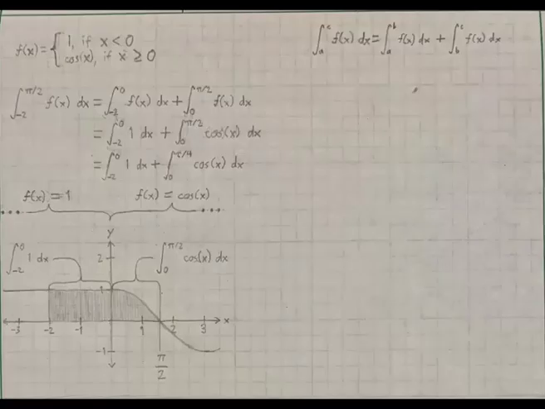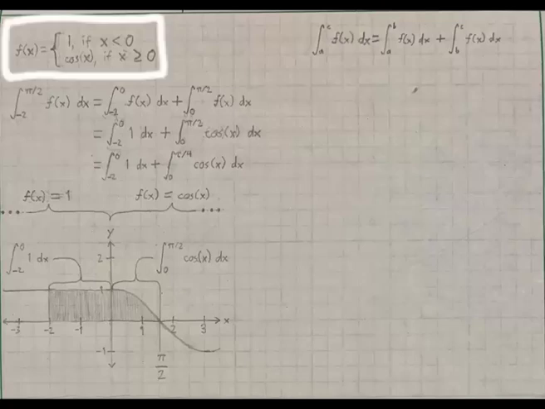For our next integral, we'll use something called a piecewise function. This is a function that's defined in multiple different pieces in different parts of the function's domain, where each piece of the function has its own rule. For this piecewise function, let f of x equals 1 if x is less than 0, and cosine of x if x is greater than or equal to 0. What's the integral of this function from negative 2 to pi over 2?